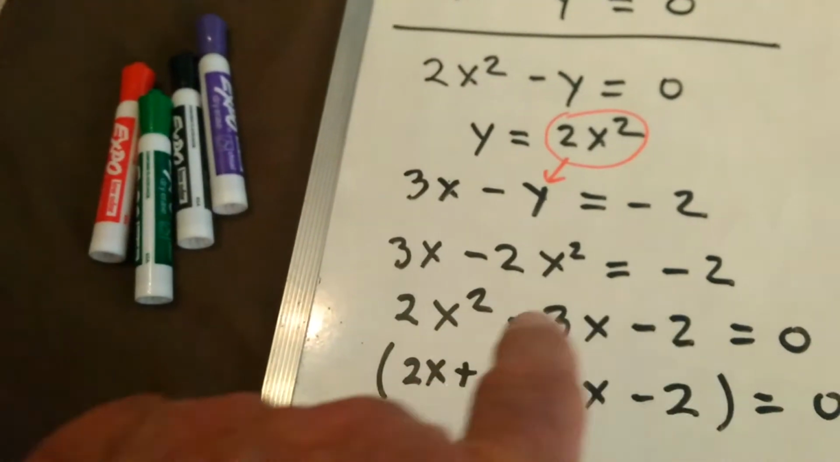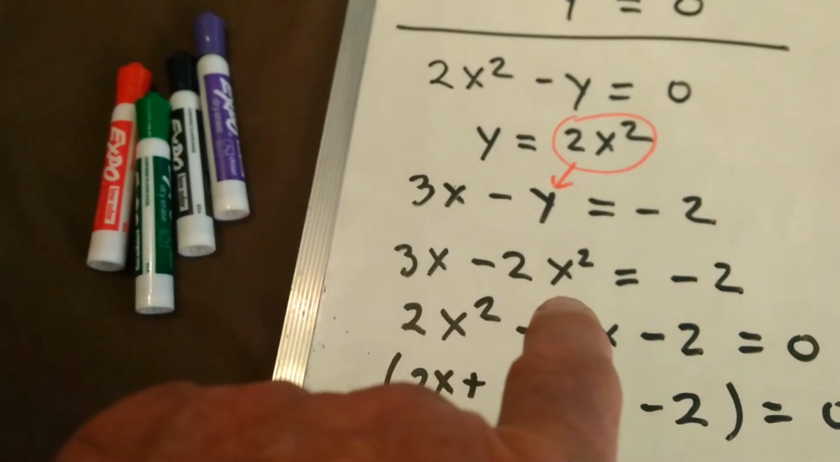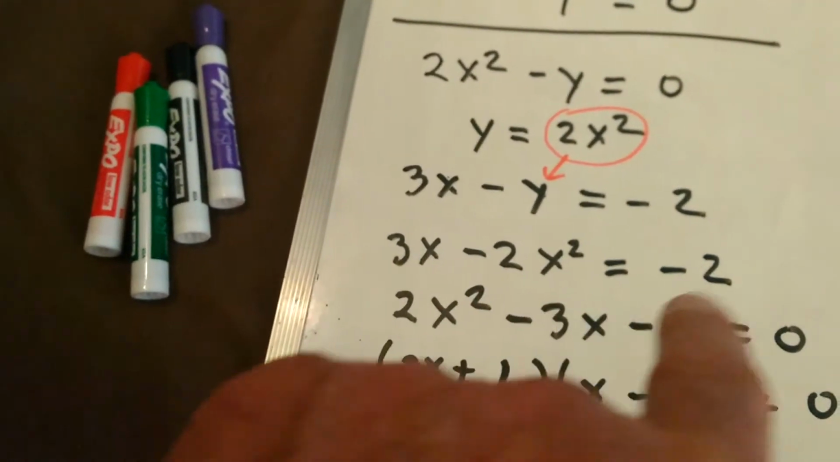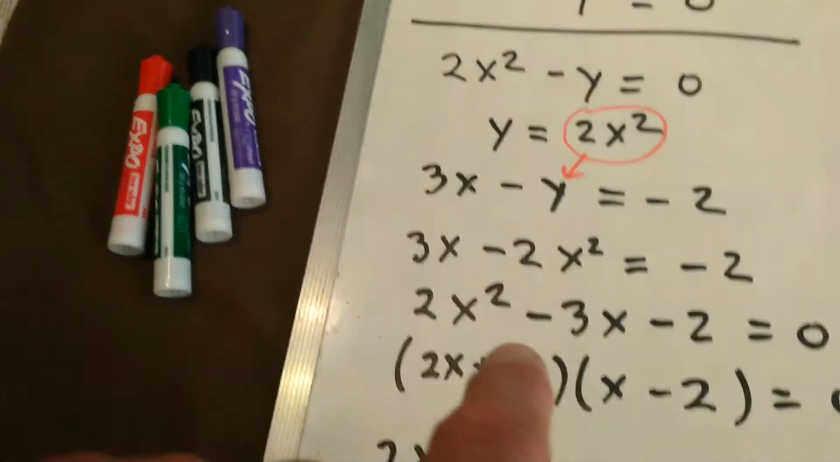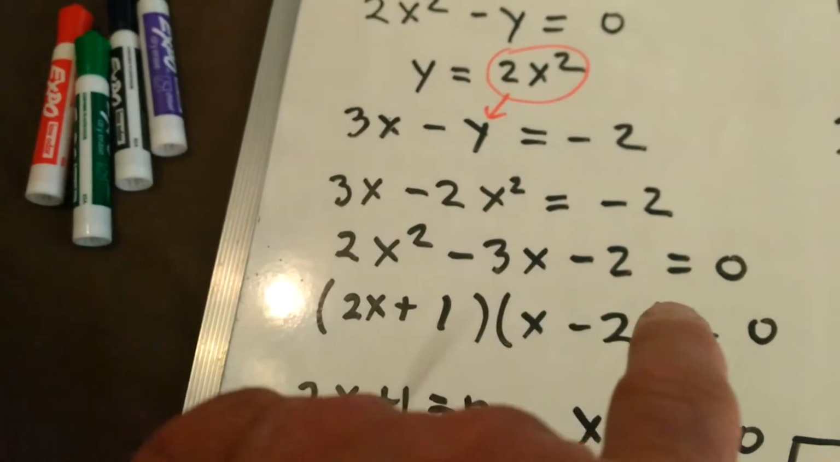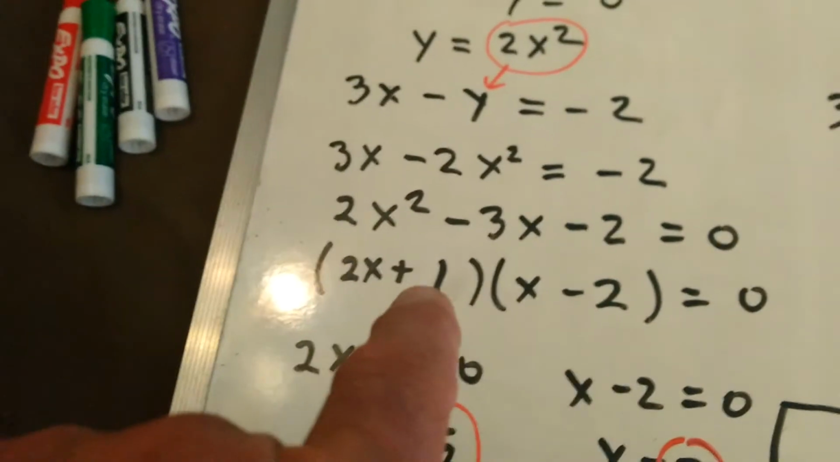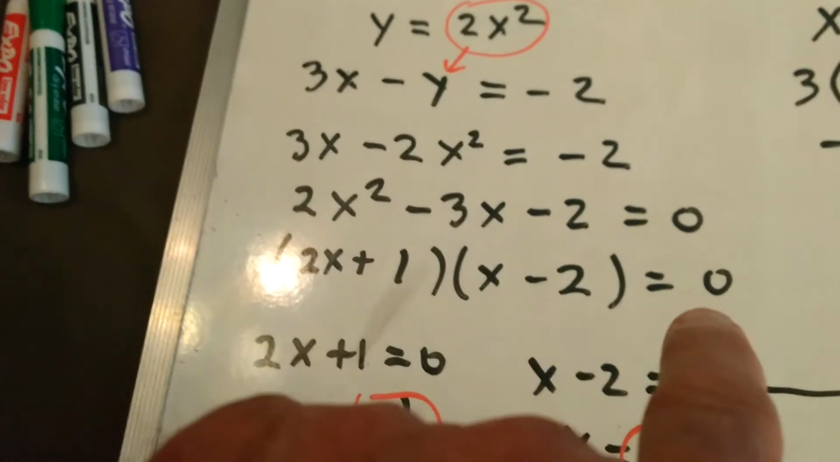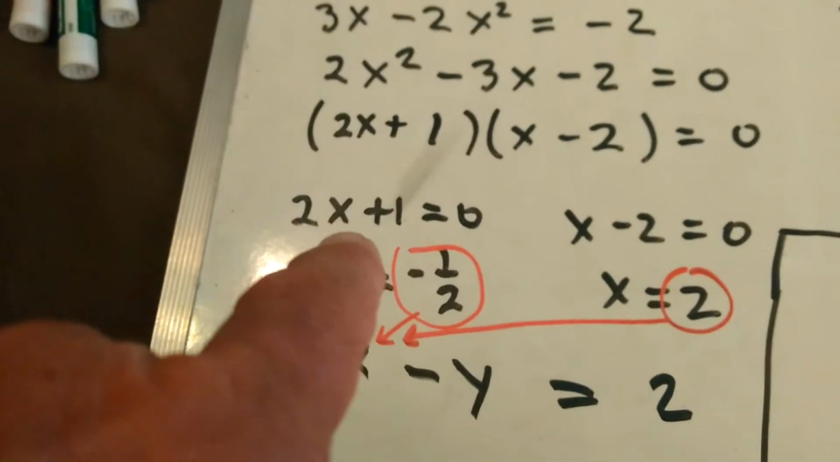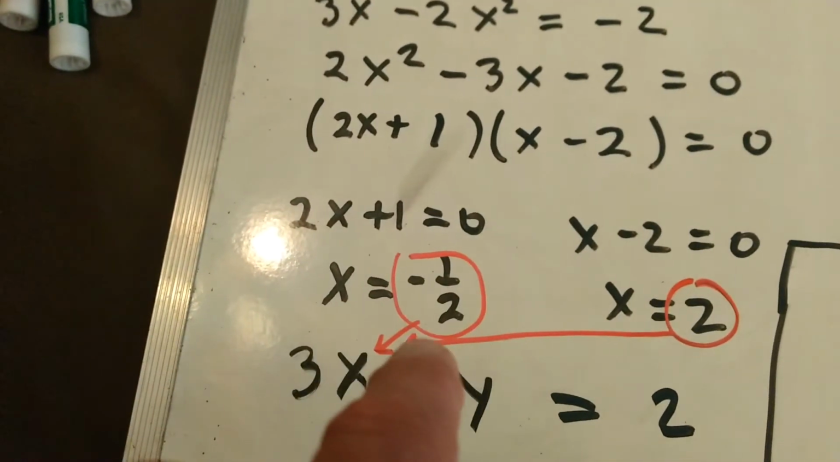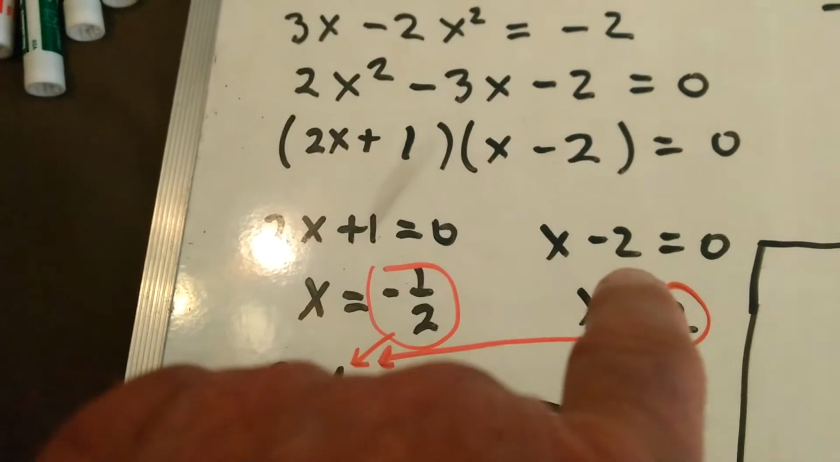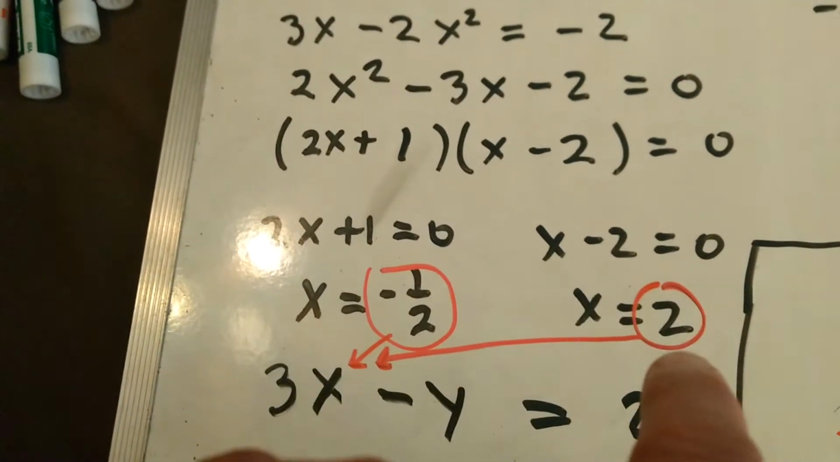If we use algebra, remember you want your x squared term positive. So I'm going to add this over, subtract this over. I get 2x squared minus 3x minus 2 equals 0. This is factorable. So I get 2x plus 1 times x minus 2 equals 0. Set the 2x plus 1 equals 0, I get x equals negative 1/2. Set the x minus 2 equals 0, I get x equals 2.